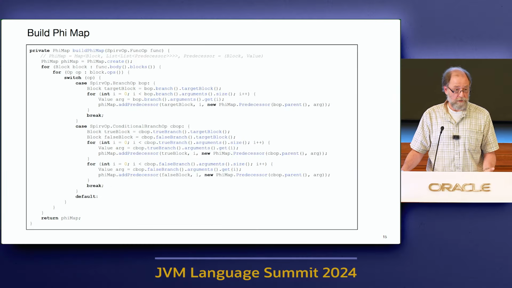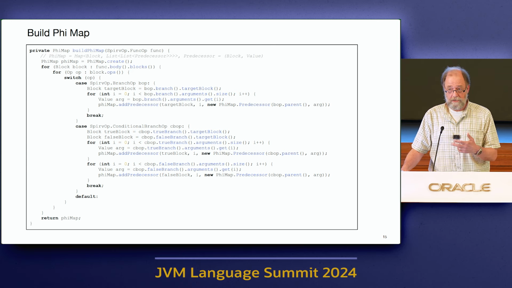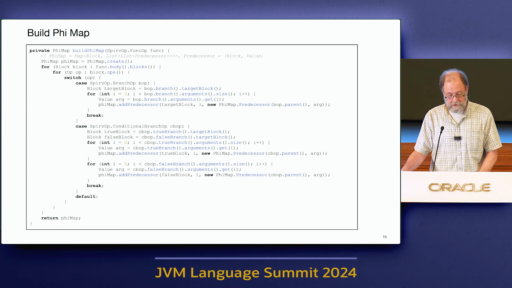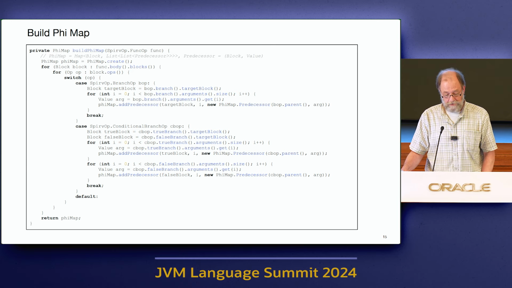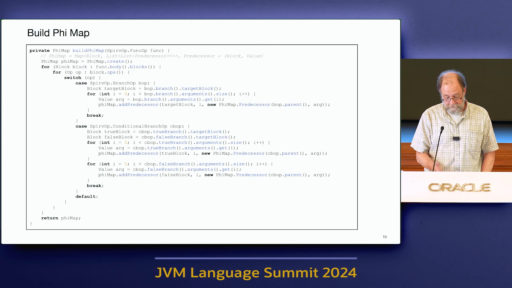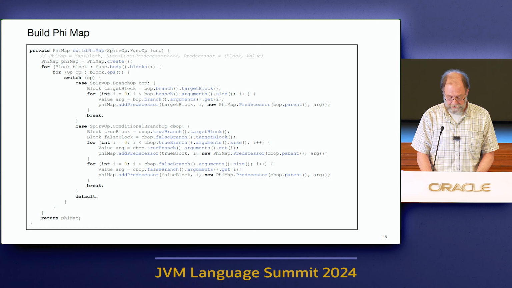A block can have multiple parameters, and so we need to be able to add multiple phis per target block. So the phi map is a nested structure mapping a target block to a list of pairs of block reference and value. You see the use of the code reflection API, and it might not be obvious, but it made it very simple to actually do this kind of analysis and building of this data structure.